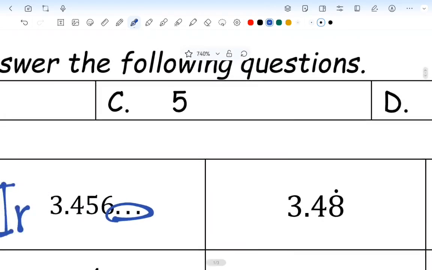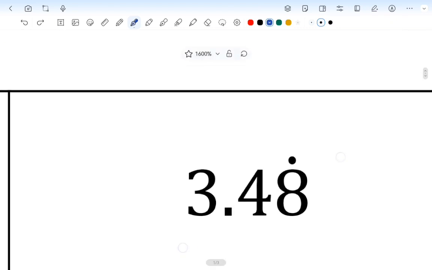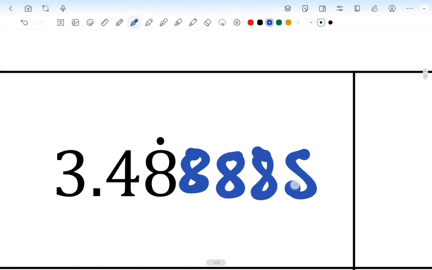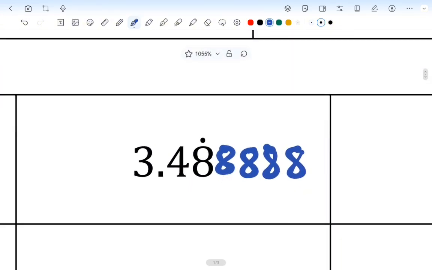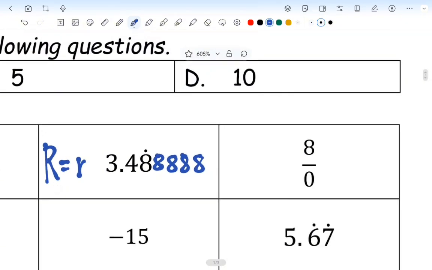Next, we have 3.48. The difference between these two decimals is that we have a point on top of 8. This point tells us that this will go forever and it will always be 8, on the next 8, 8, 8, 8, 8, and it will go for infinity, but we know the value. There is a pattern, which means it is a rational number, a decimal, and to be exact, a recurring decimal or a repeating decimal.